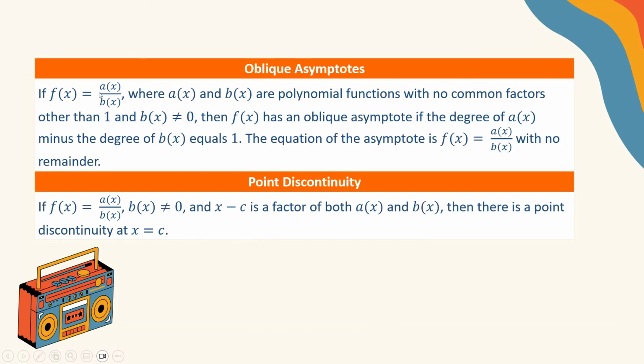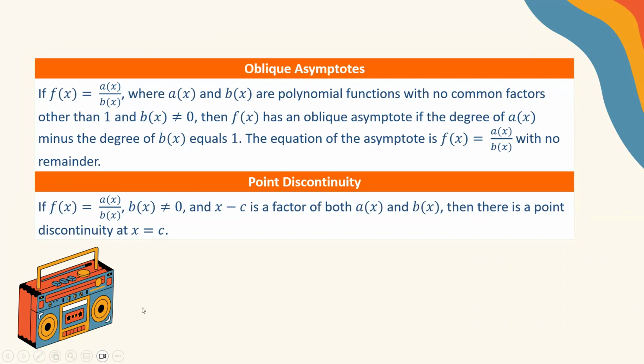Oblique asymptotes: if we've got a polynomial divided by a polynomial, and the degree of the numerator is exactly 1 more than the degree of the denominator, then there will be an oblique asymptote, like a diagonal line. The equation of that asymptote will be the answer to dividing with no remainder. So we divide them and then we ignore the remainder.